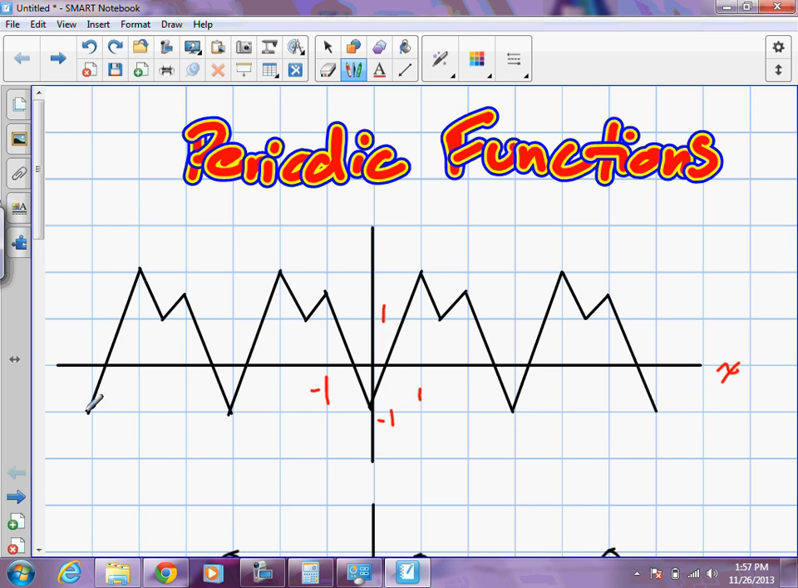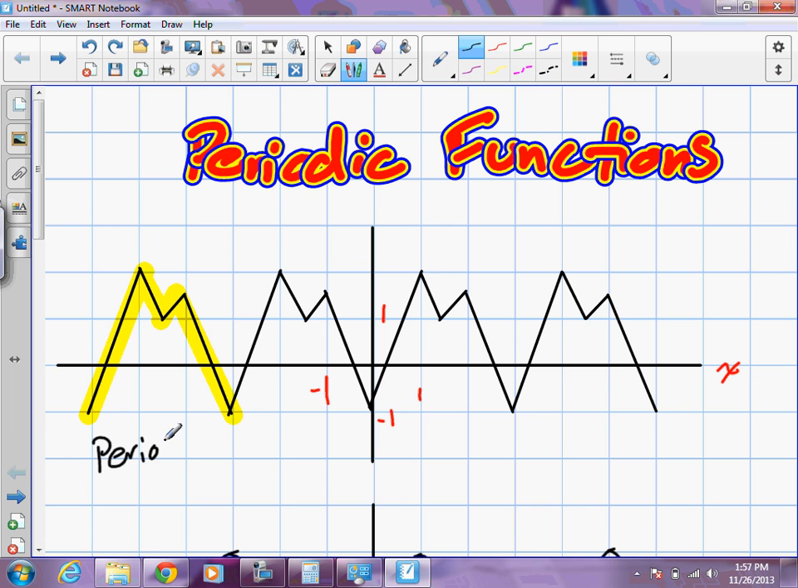How long would you say it takes for this periodic function to repeat? 3 units, right? If we were to start here, we count over 1, 2. It takes 3 units. So the period is 3 units. Okay, let's highlight it. That represents 1 period.